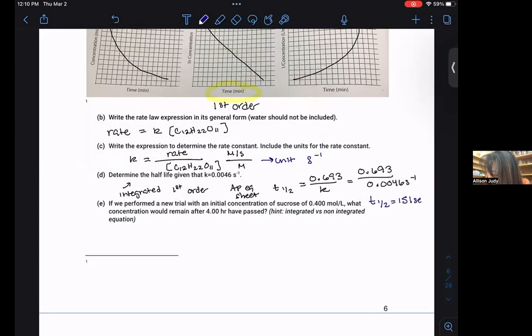And we do tend to report in seconds. Okay, 151, and I'm just going to write seconds with an S. Okay, 151 seconds.